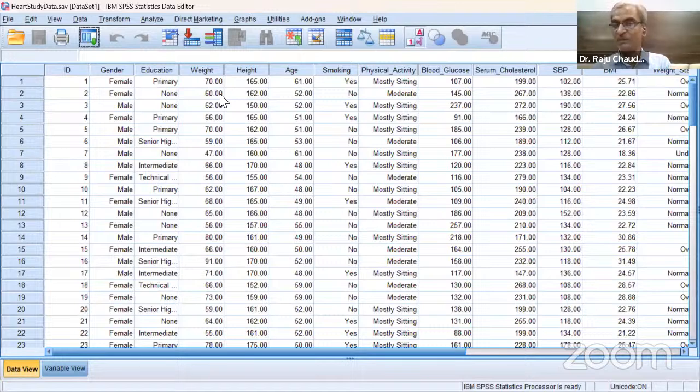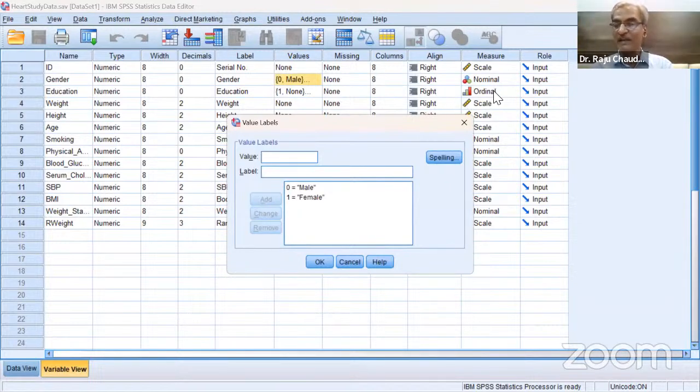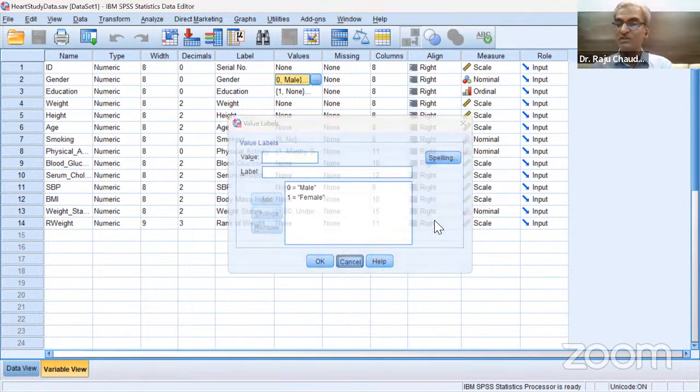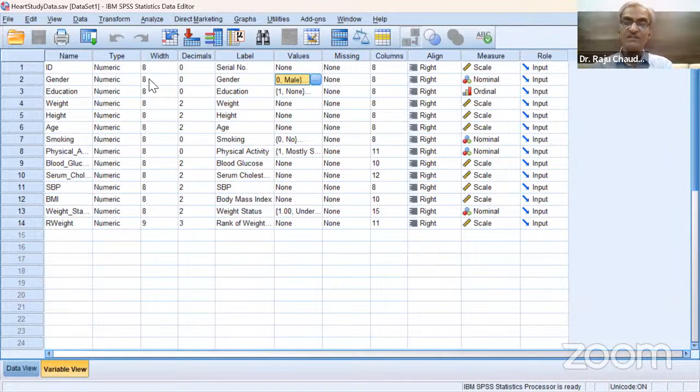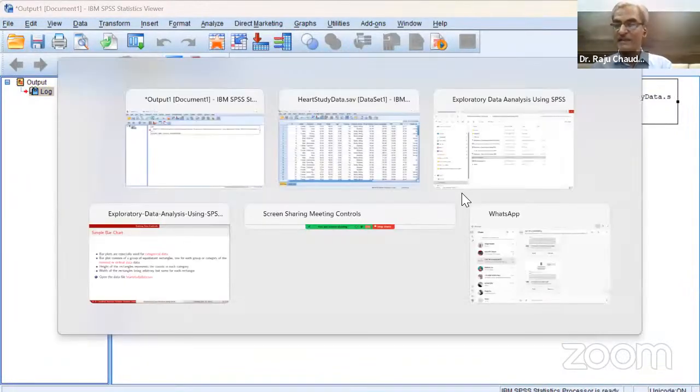This is your data window, data file, data editor. And in the data editor, as we discussed in yesterday's session, there are two tabs. One is the data view, another is the variable view, right? The data view shows the data. The variable view shows the information about the variables: name, then the type, then the label and value labels. If we have nominal and ordinal, then we have the value labels. This we already discussed in yesterday's session, right? So this is how we can open the SPSS data file.